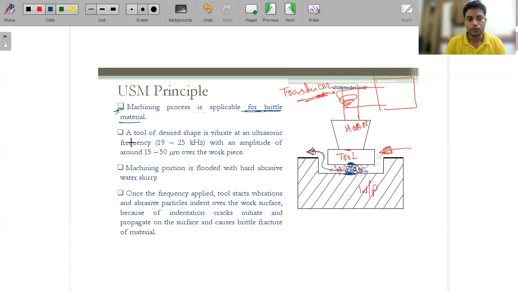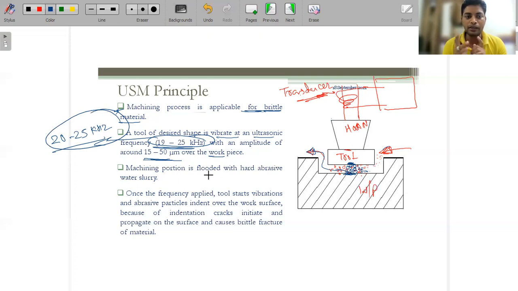A tool of desired shape vibrates at an ultrasonic frequency in the range of 19 to 25 kilohertz. Okay guys, I already told you that, but in some books it is mentioned as 20 to 25 kilohertz, so there is no need to worry. This is just a minute difference. With an amplitude of 15 to 50 micrometer over the workpiece. Now guys, this is very important: the frequency is different and the amplitude is different.